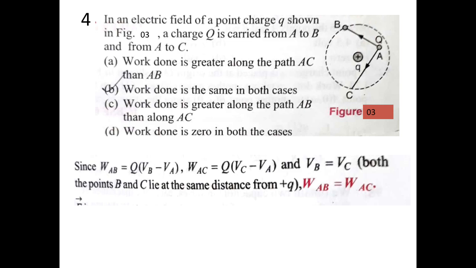So here we find that WAB, that is work done in carrying a charge capital Q from A to B, is given by Q into VB minus VA. Then we find the work done in carrying the charge Q from A to C, which is given by WAC equal to Q into VC minus VA. Since VB equal to VC, that is why WAB equal to WAC. This is the correct answer.